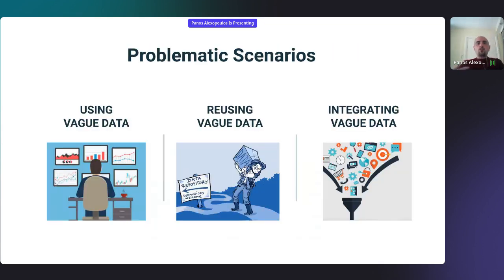And generally, when you have vagueness in your knowledge graph, in the classes or in relations, this can cause problems in at least three different use cases. One is when you use the vague data to do analytics or to use it in your application, when you reuse vague data, or when you integrate from different sources, because then you might have very different semantics and very different interpretations of seemingly the same information.